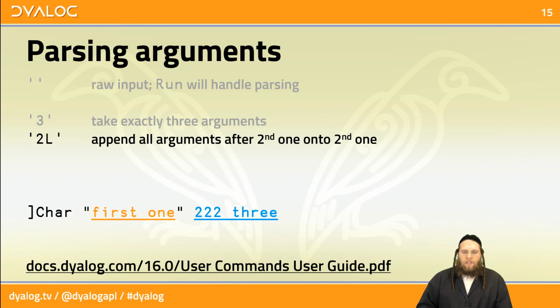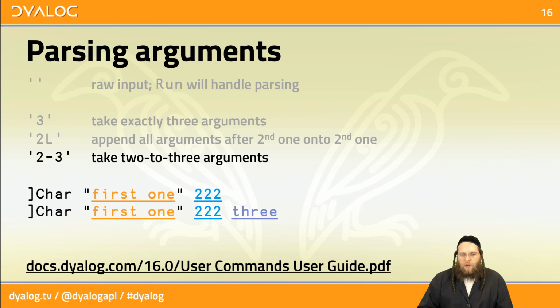You can also specify that you want 2 arguments, but the last one can have spaces in it. So we say the last one is long, it merges all the apparent arguments into a single argument at the end. This was useful, for example, in the peek user command, where the first argument was the name of the workspace we wanted to peek into, and the rest is just a bunch of APL that needs to be executed. And we take all that and we bunch it together as a single argument. So the L here is for long, the last argument is long.